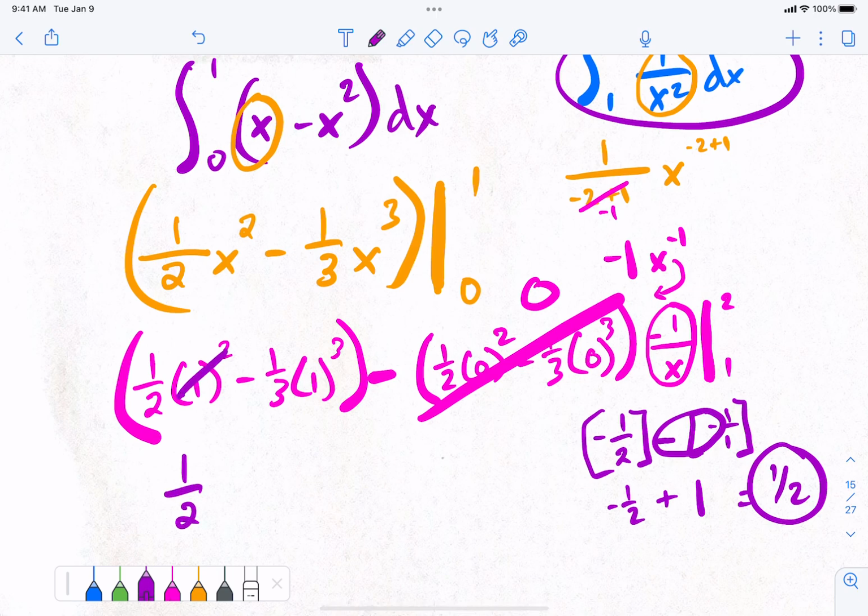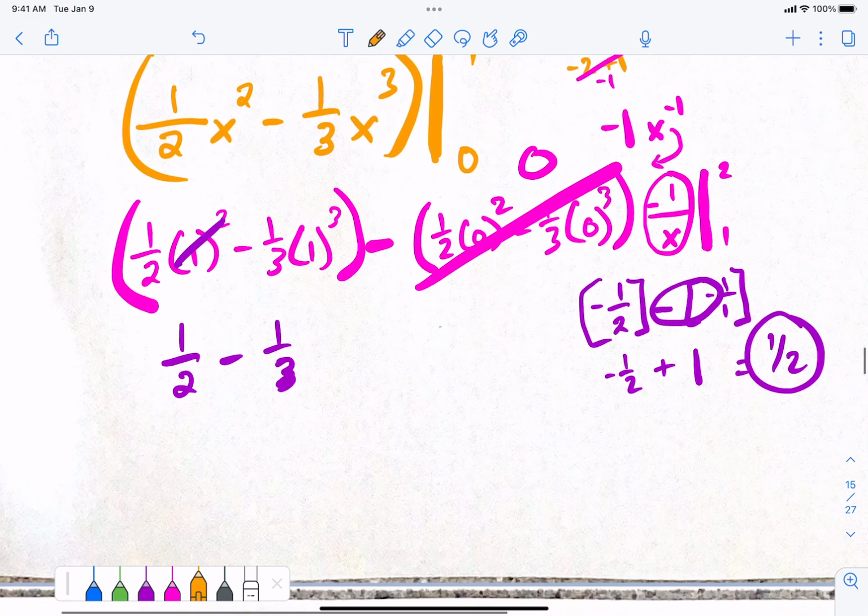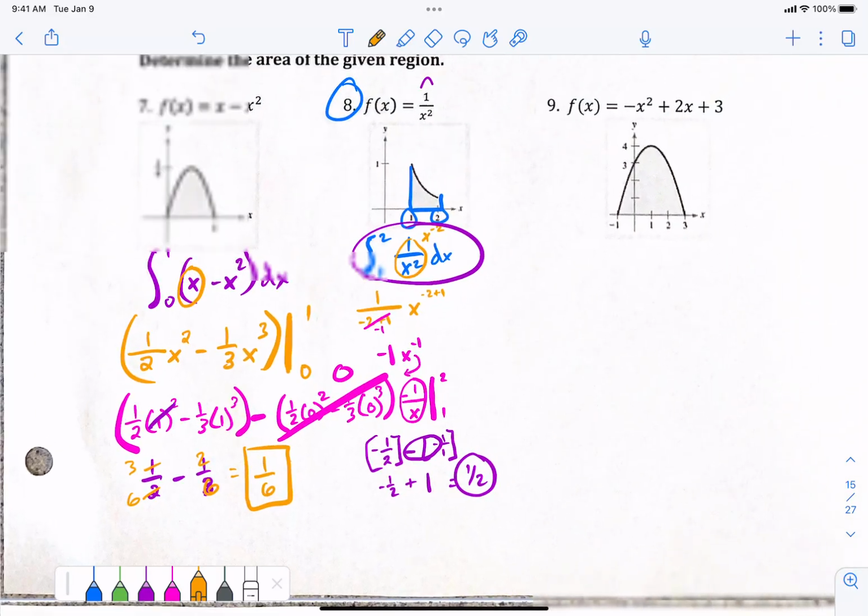So this is really 1/2 minus 1/3. Change it to a denominator of 6. So this is 3 over 6 minus 2 over 6, which is 1 over 6. That's the area.